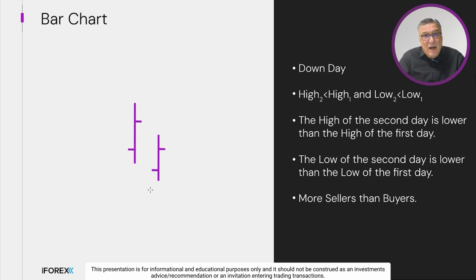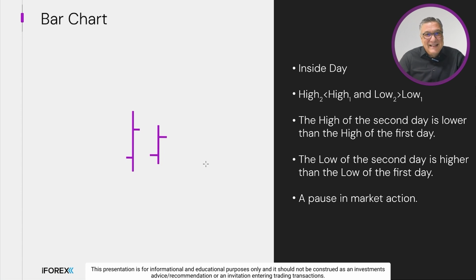Similarly, a down day shows a lower high and a lower low. So the high of the most current bar is lower than the previous high, and the low of the current bar is lower than the low of the previous bar. Lower high, lower low. What does it mean? It means that there are more sellers than buyers.